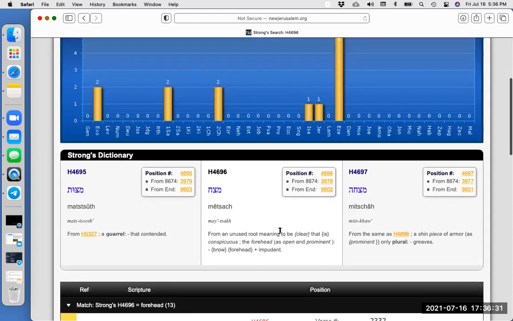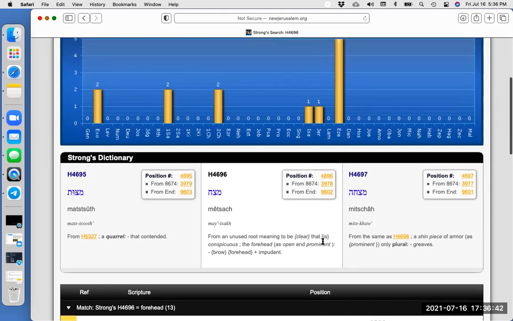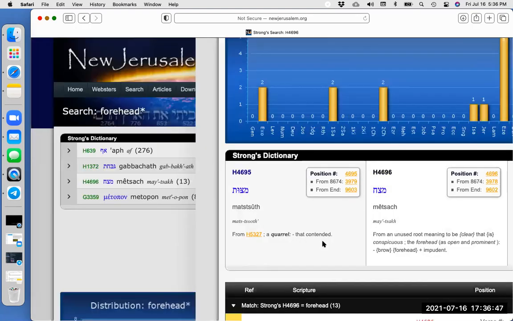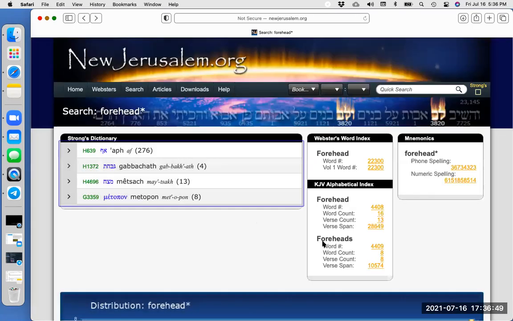Okay, here it is. To be clear, conspicuous. The forehead as open and prominent. The brow, the forehead, impudent. That makes me think of, I've made your forehead strong against their forehead. Okay, so that's that impudent. You're fighting, you see, mind to mind. You're arguing against someone else's viewpoint. Okay, which is that judgment again, discernment.